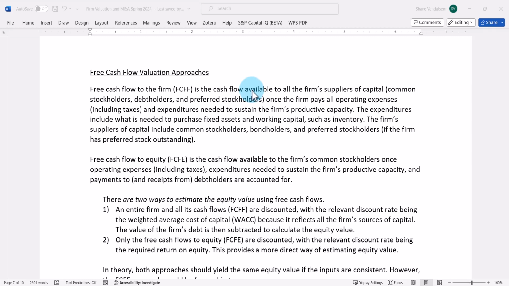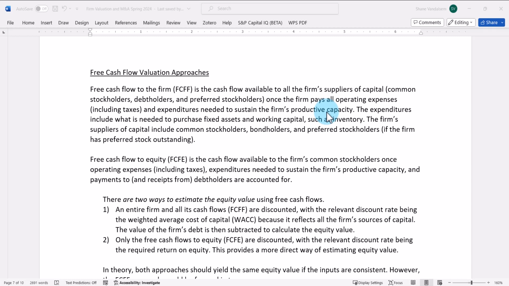The expenditures include what is needed to purchase fixed assets and working capital, such as inventory. The firm's suppliers of capital include common stockholders, bondholders, and preferred stockholders if the firm has preferred stock outstanding, and most firms in the United States don't.